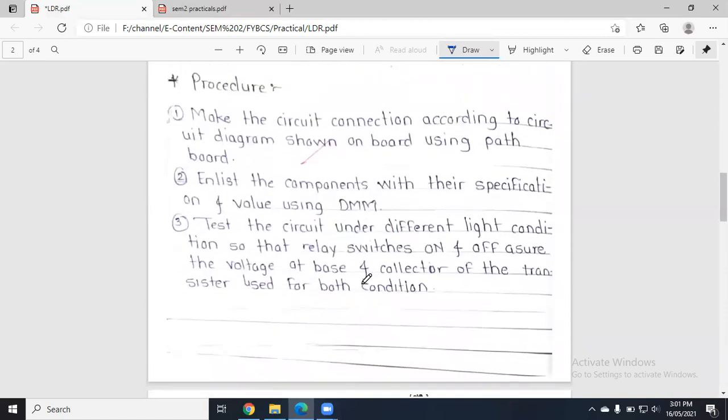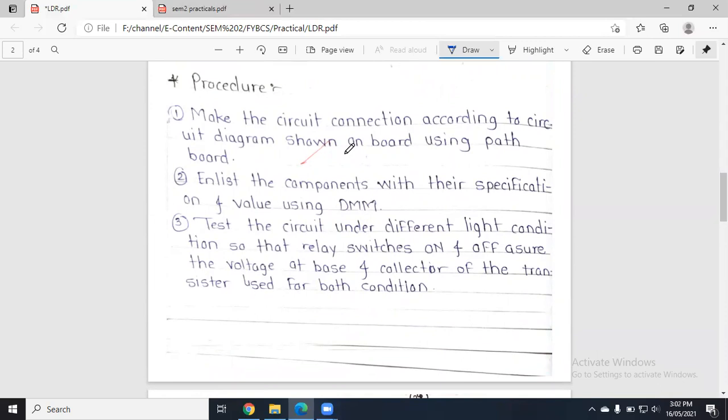All right, now there is a procedure. What is the procedure? First of all, you have to make the connections according to the circuit diagram. You have that experimental board, and on that board you have to make the connections as per the circuit diagram. We have seen the circuit diagram, right? According to that, you have to make the connections.